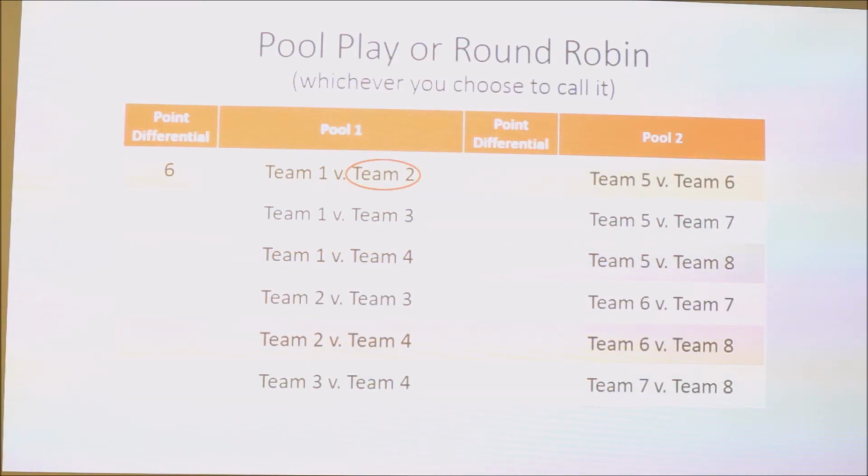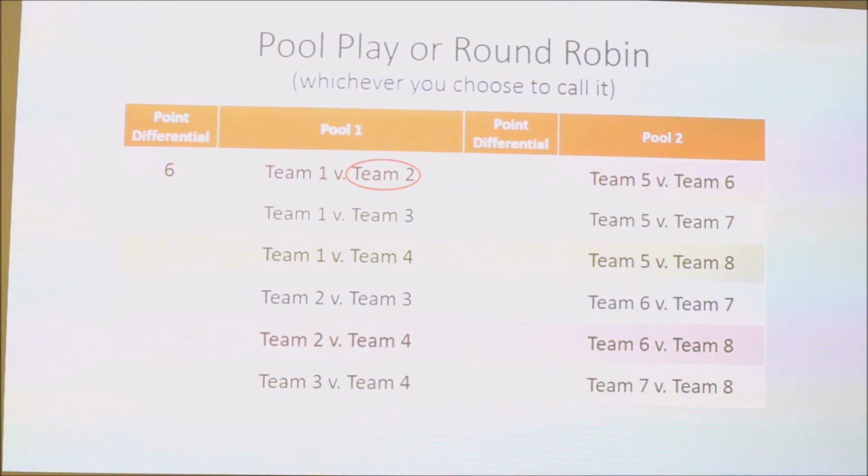Finally, if you're wanting to seed your teams based upon a round robin or a pool play, you would set it up something like this. You would have 2 pools. The teams would all play each other. You see where 1 is playing 2, 3, and 4, then 2 is against 3, 2 against 4, and 3 against 4. You always put up the point differential.